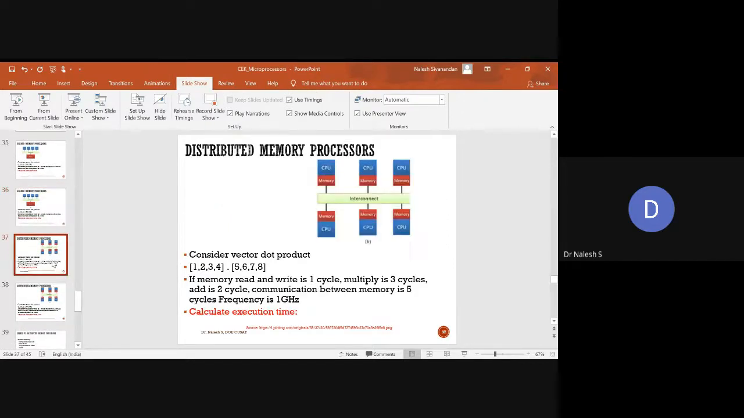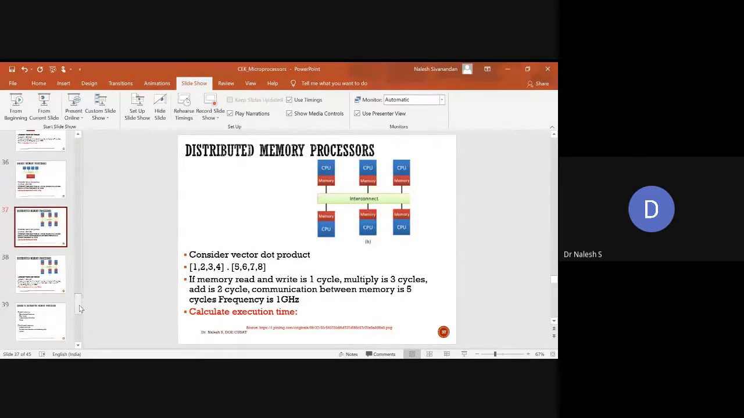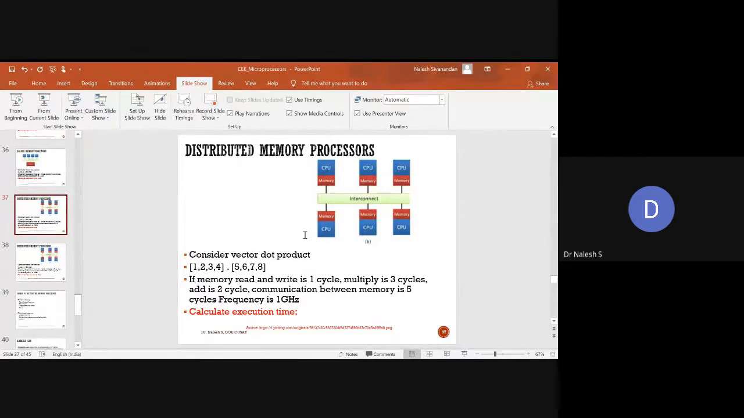Okay. So the same thing you can do in distributed memory, but the difference is in distributed memory you can't directly read and write. You need to communicate between these CPUs for this read and write, which takes more cycles. For example, the communication might take 5 cycles. It's some arbitrary number I am putting, but it might take more cycles, which will reduce the execution time. So this I will leave it for you, how many cycles are required, but the sequence is the same.